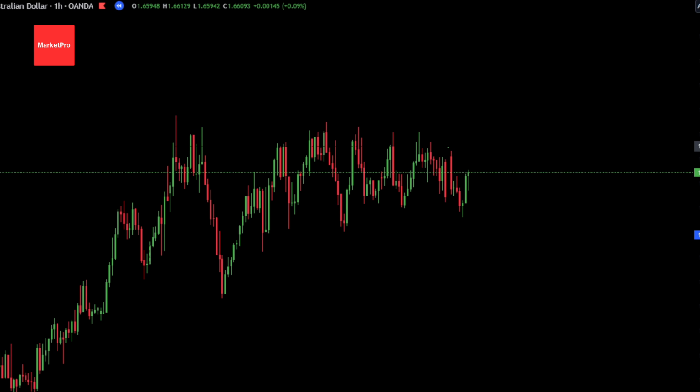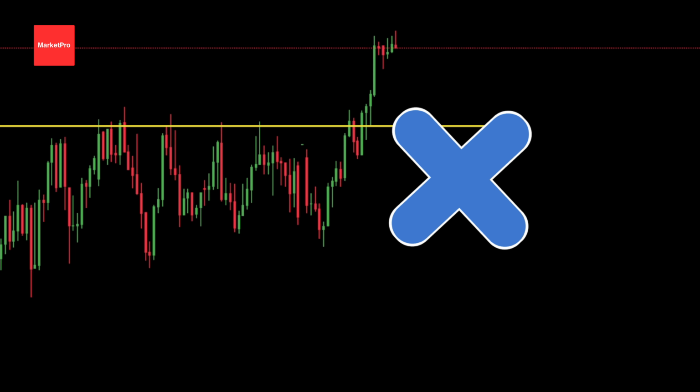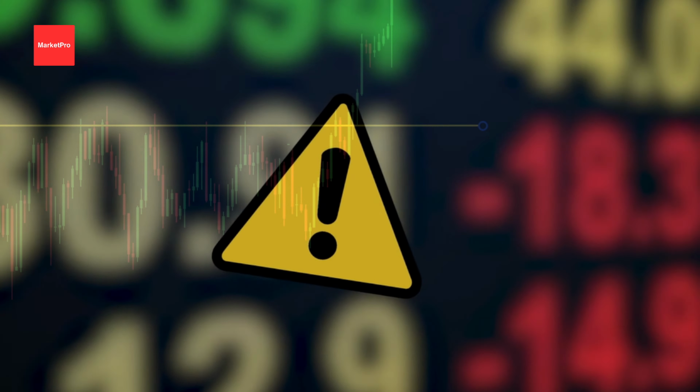Sure, this is a key resistance point, but who's to say price won't just break through it like it does here, and then you end up with a losing trade? What you should be doing is waiting for a confirmation.